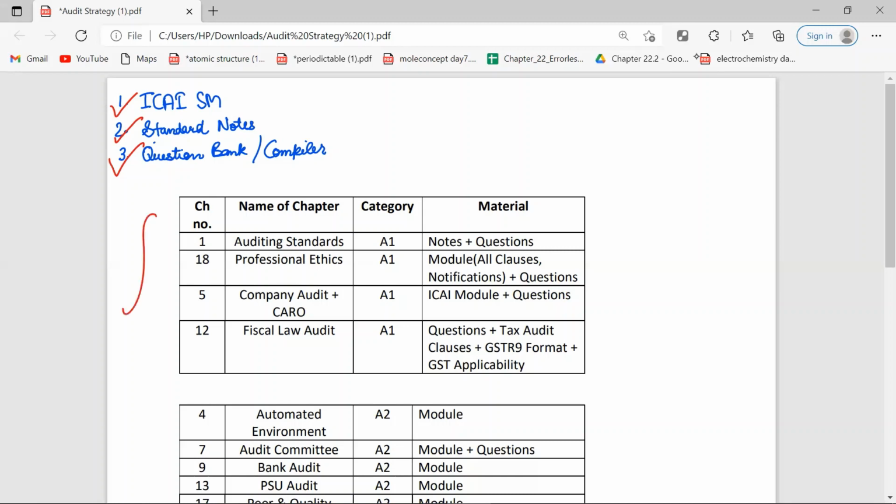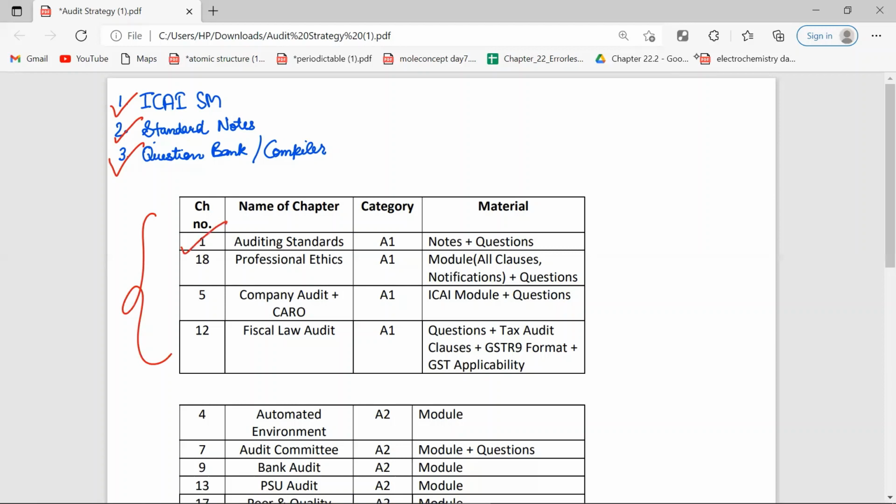So the first category will be the A1 category, which I call the technical chapters. These are technical chapters because no straightforward questions have been asked from these particular chapters. The questions are case study based, and the answers have to be provided accordingly. So you'll have to understand very deeply all the concepts, gain a detailed understanding of all the standards, professional ethics clauses, guidelines, sections, and all of it.